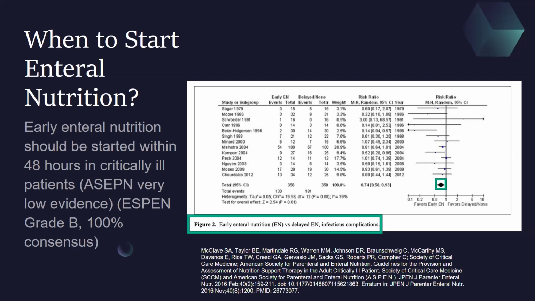Now, the caveat to all this, which is published in the guidelines, is they say if there's uncontrolled shock or severe hypoxemia, upper GI bleeds, abdominal compartment syndrome, all those other things, then obviously the enteral nutrition should be delayed. But besides that, early enteral nutrition within 48 hours seems to decrease mortality and infectious complications, at least per these meta-analyses and the guidelines published.